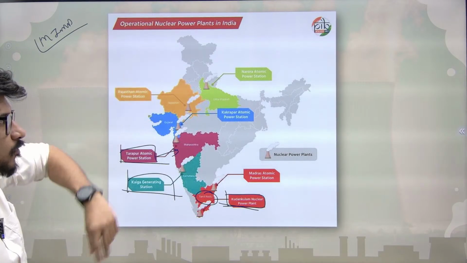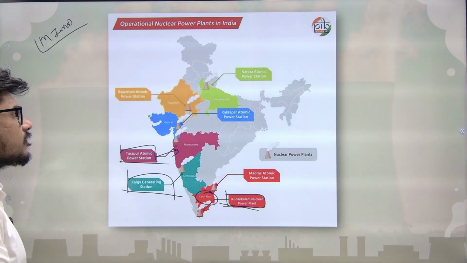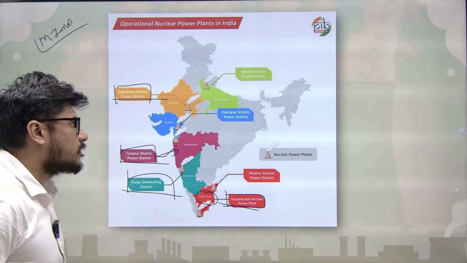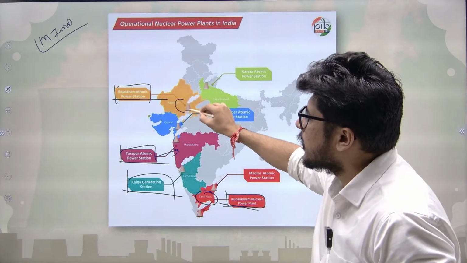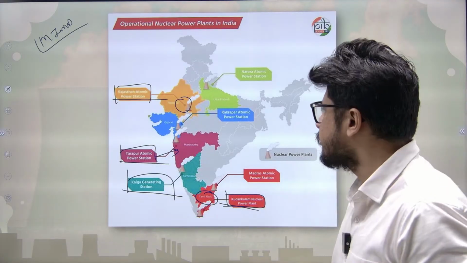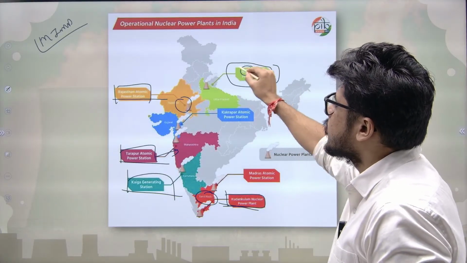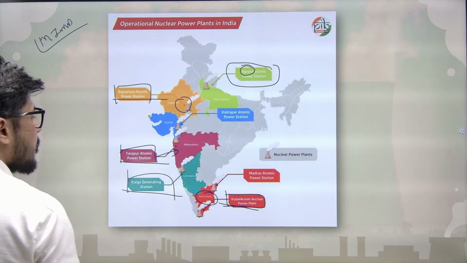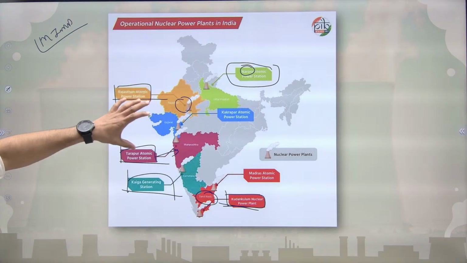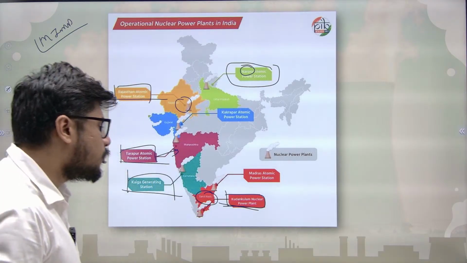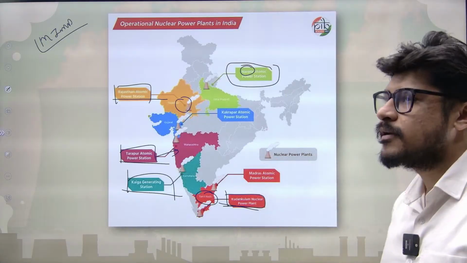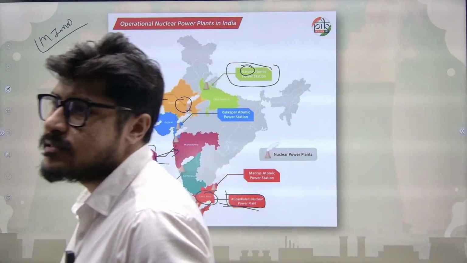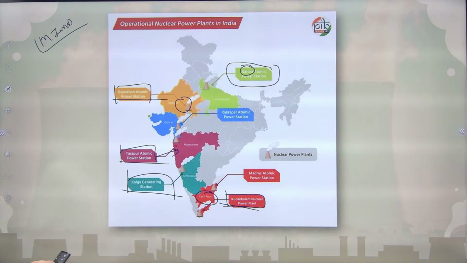If we go more to the northern side, in Rajasthan, I think in the Rawatbhata region, there is a nuclear facility. In Uttar Pradesh, in Narora, a nuclear power plant is located. So 1, 2, 3, 4, 5, 6. These are the important locations where nuclear power plants are located. Again, remember this. It's very important. The question can be asked and has been asked, and there will be questions from this point of view.